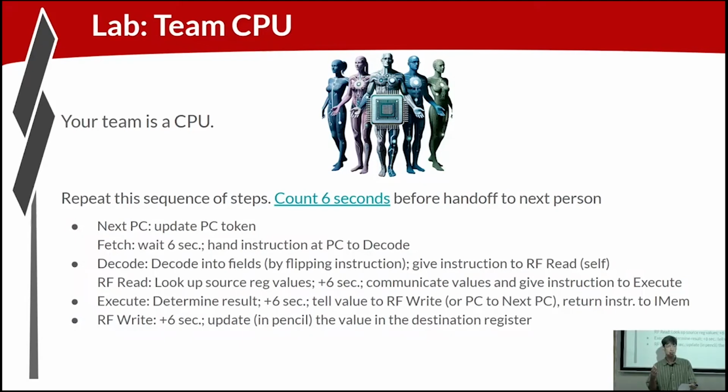Execute will mentally do the math. 0 plus 0. That's 0. And then at the clock, execute will tell register file write to write a value of 0 to x4. Register file write then, after 6 seconds, will update the register file card to put a 0 in x4. Okay? And then back to next PC. So next PC then would increment the PC, and the process repeats. And also replace the instruction card back in the instruction memory.